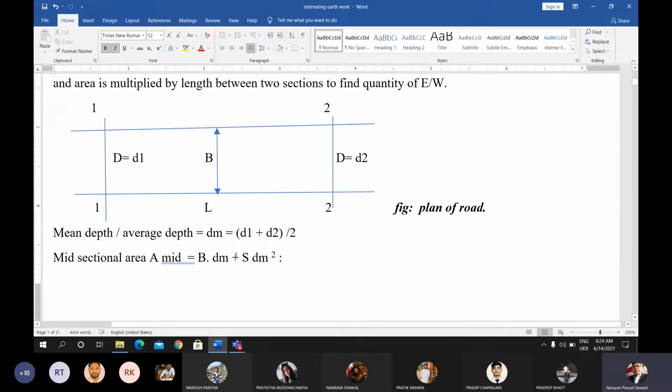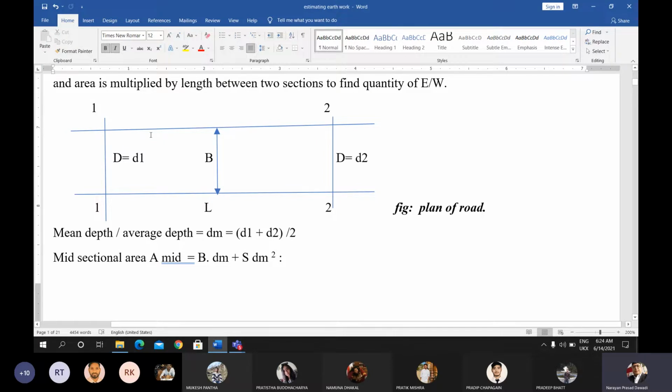Okay, and at that time you have to put the breadth into depth of cutting plus slope of the cutting, side slope of the cutting, and the mean cutting depth. Okay, you can get the mid area of cutting.